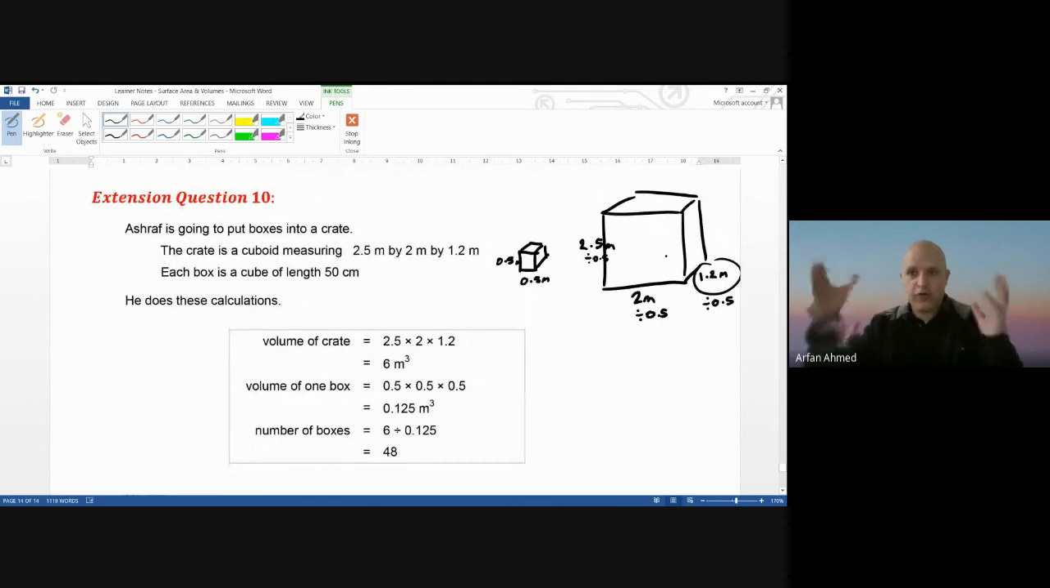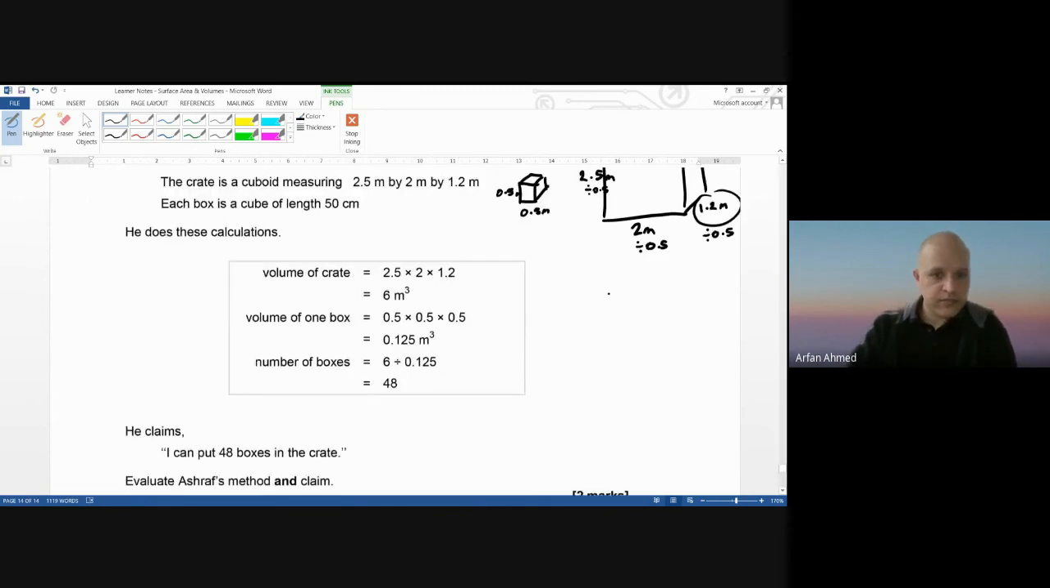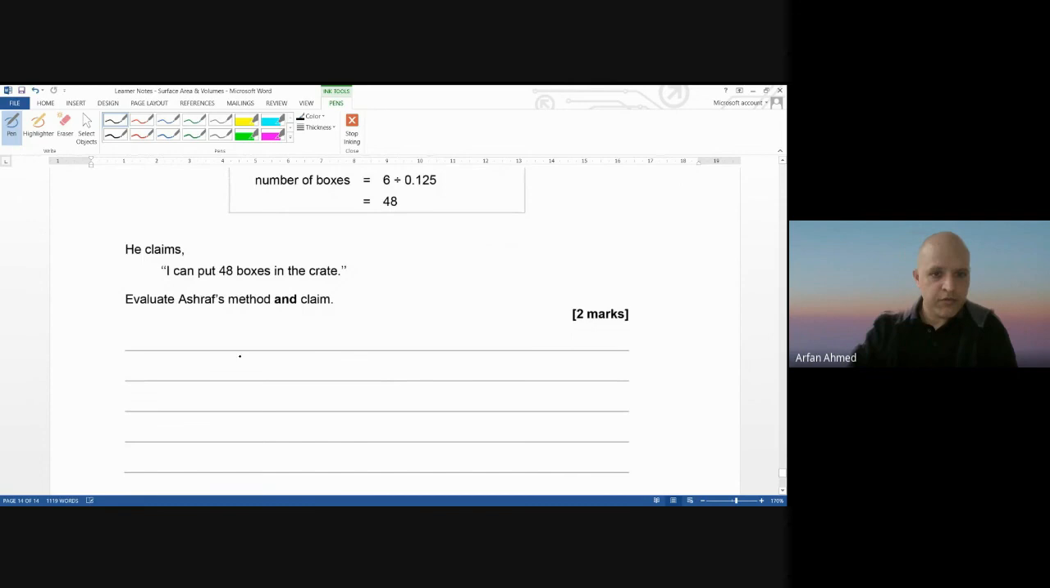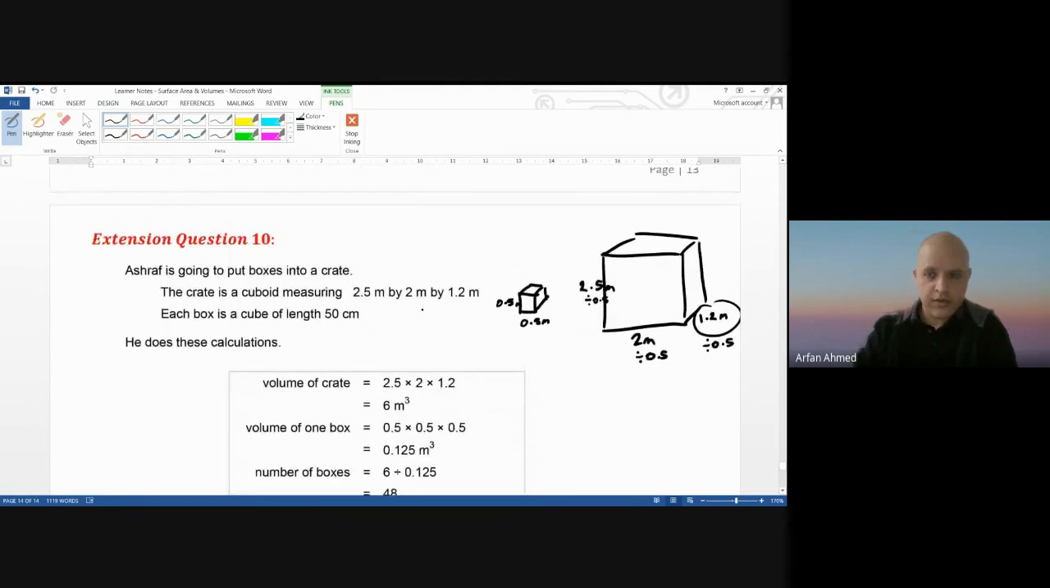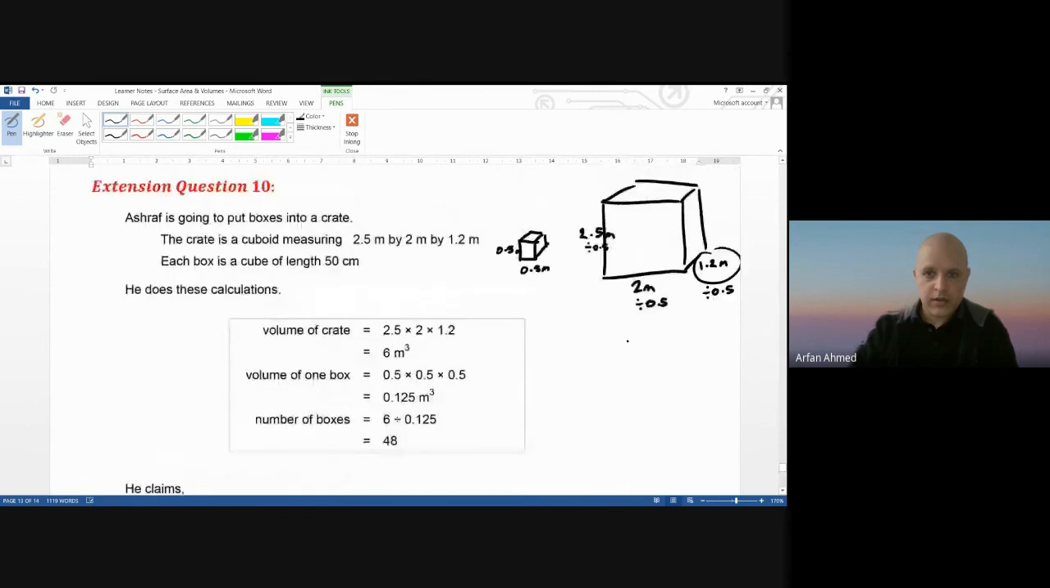You can't work out the volume of the big crate, work out the volume of the box, and see how many of those go into that. You can't do it that way. So he's wrong. He thinks he can put 48 boxes in the crate. No, you can't. Let's work it out.